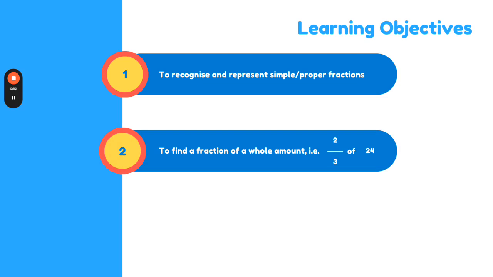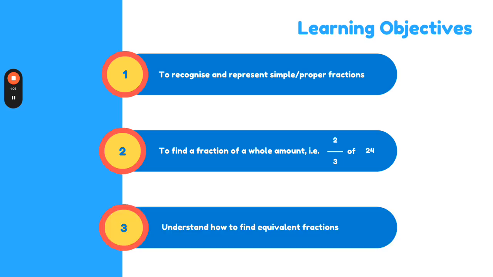to find a fraction of a whole amount. For example, let's say you had a question asking you to find 2/3 of 24. So basically, how to find fractions of whole amounts, and to understand how to find equivalent fractions.